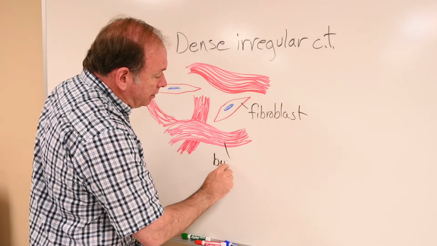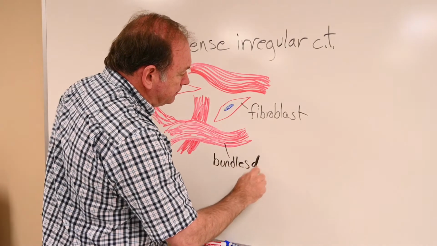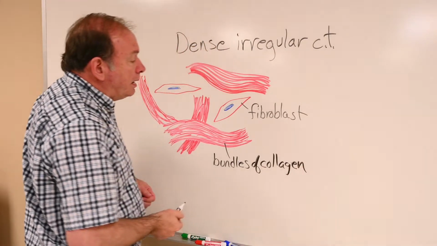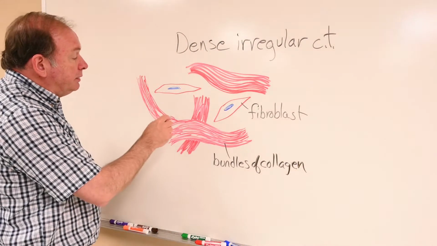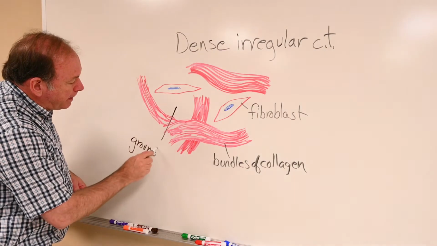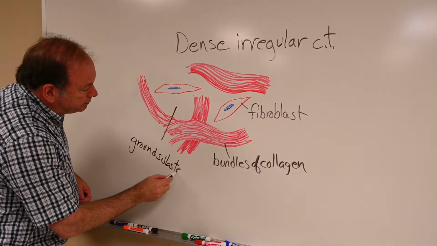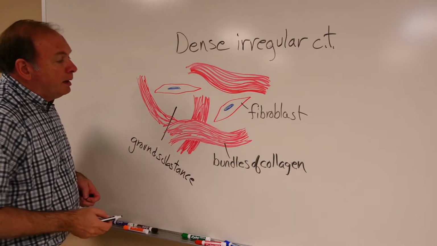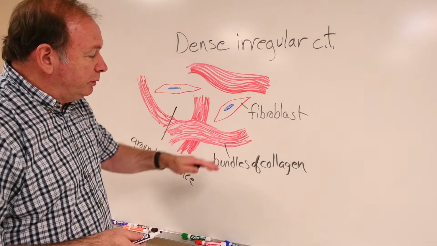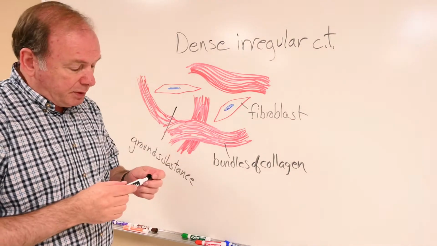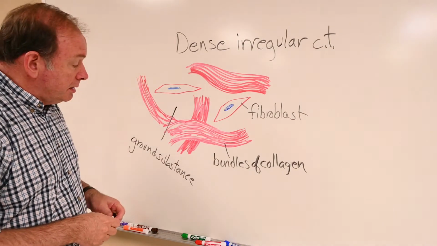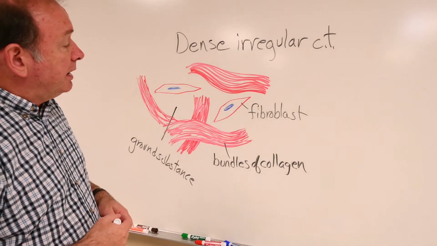Bundles of collagen fiber. And then the interstitial space where we have our ground substance, filling in the rest of our matrix. Remember that all the extracellular material, the fluid space and fibers, makes up the matrix of the tissue. So that's dense irregular connective tissue.